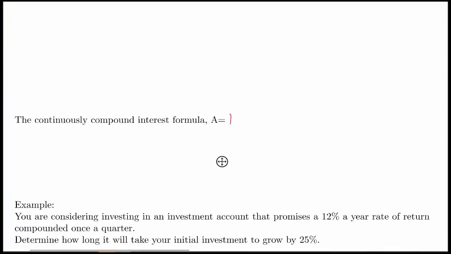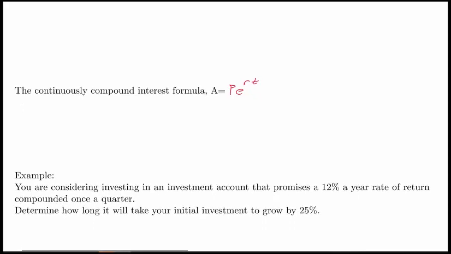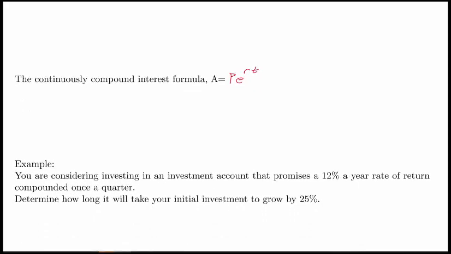Which is the principal times e raised to the rt. A lot of people like to refer to it as the PERT equation to help them remember how it goes, but that's how you would calculate that. And again, e is just a constant.